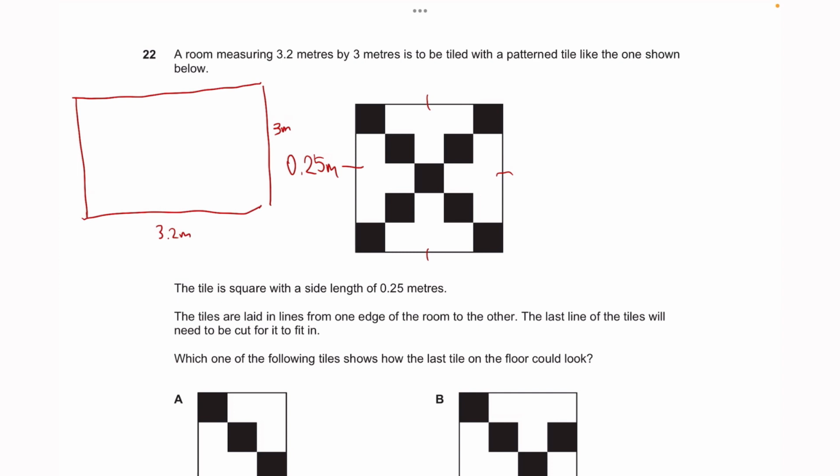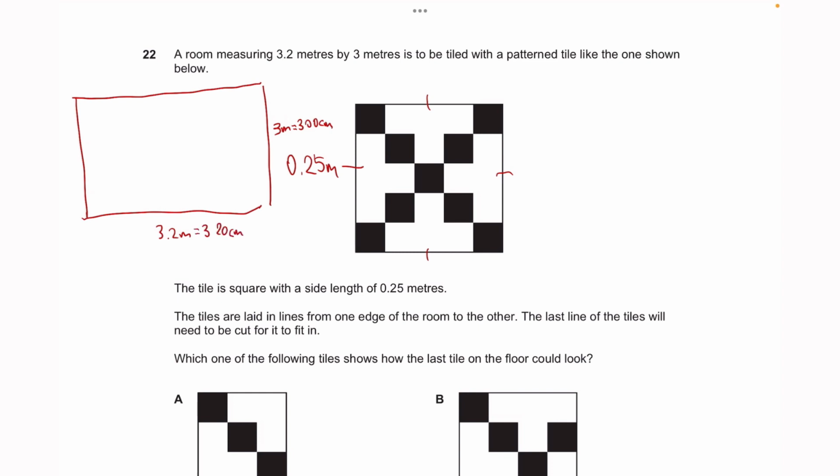Now, because it's all in meters, it can be quite tricky to work with. So we're going to convert that, so the numbers are bigger and it's a bit easier to divide as we work through these. So let's have a look. We're going to change, first of all, the 3 meters to 300 centimeters. And we're going to change the 3.2 meters to 320 centimeters.